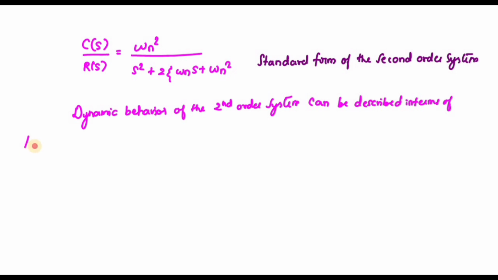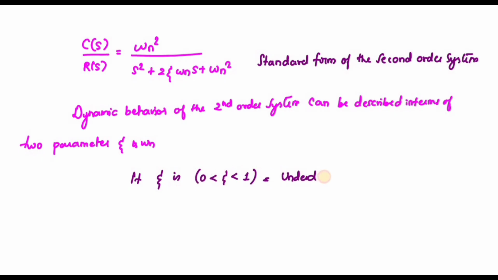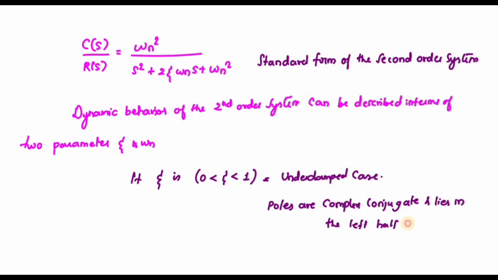For the underdamped case, the damping factor value must be in the range of greater than 0 and less than 1. If it is equal to 1, it is called critical damping, and if it is greater than 1, it is overdamped. So here in the underdamped case, the poles are complex conjugate and lie in the left half of the s plane.